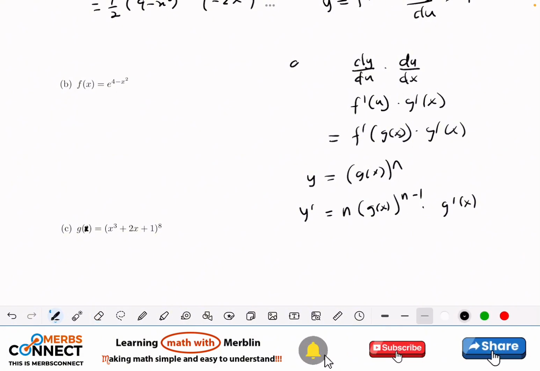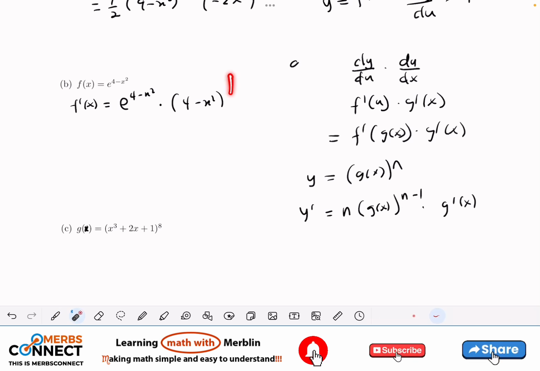Okay, so f prime of x will be equal to, I will maintain the function times, then I will differentiate the exponent. What is the exponent here? The exponent here is 4 minus x squared. That's the power, right? So I'm going to differentiate (4 minus x squared) prime. So when I put prime here, it means that I'm differentiating that. So I maintain the function, then I pick what is on the top here, and then I come to differentiate.